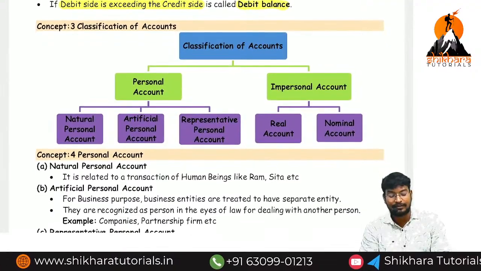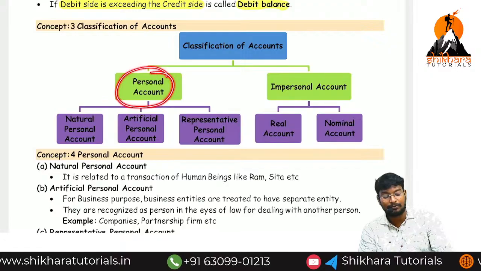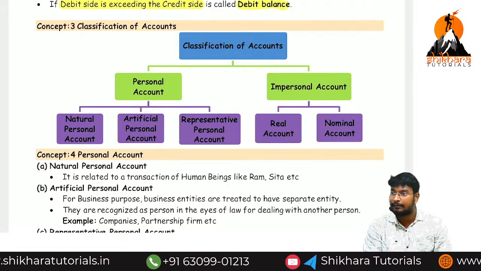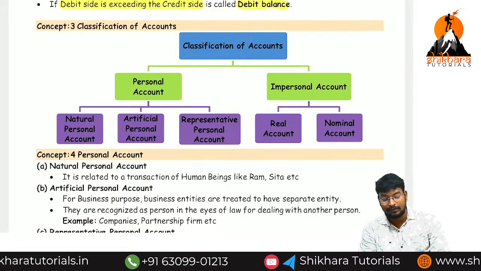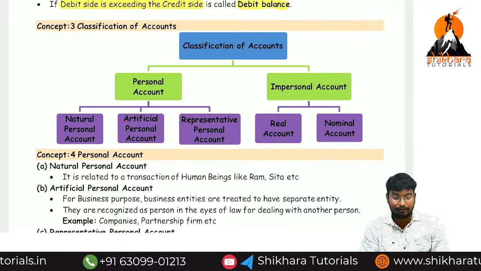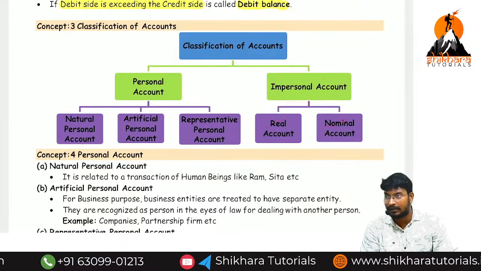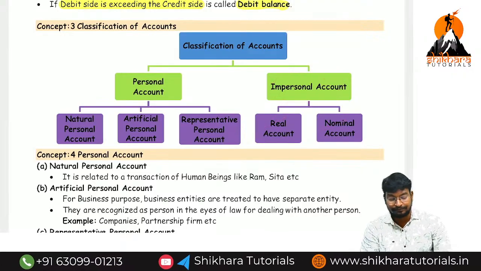Next one, classification of accounts. Totally we have mainly two types of accounts: personal accounts and impersonal accounts. What are the personal accounts? Natural personal account, artificial personal account, representative personal account. What are the impersonal accounts? Real account and nominal account. You already know these things.